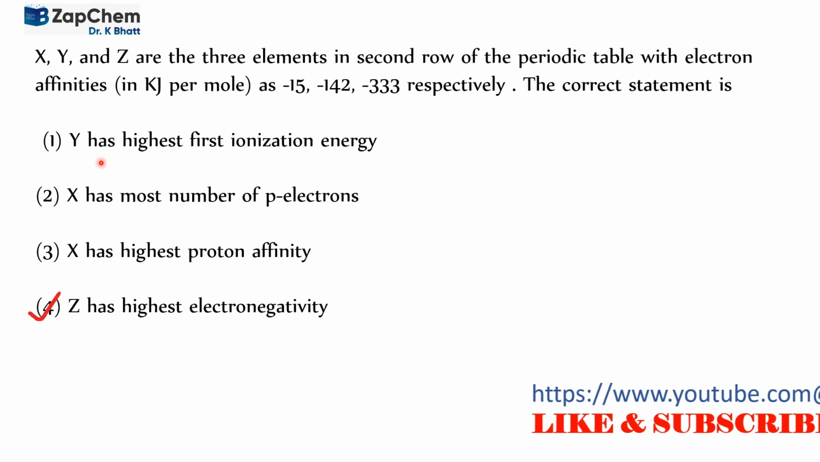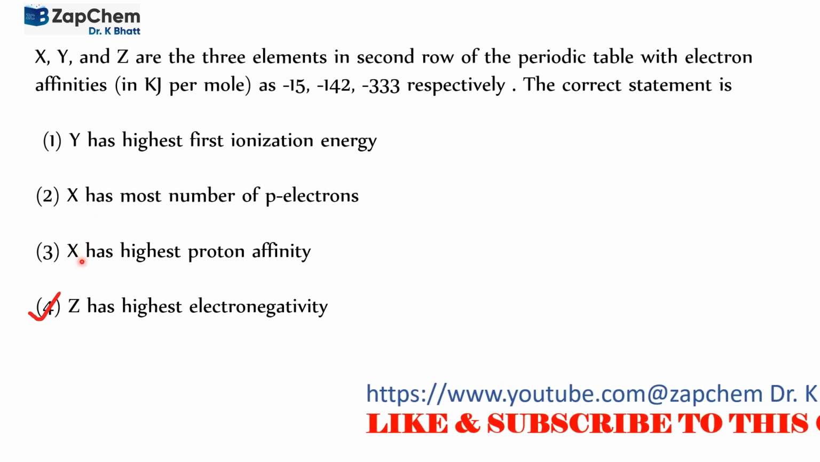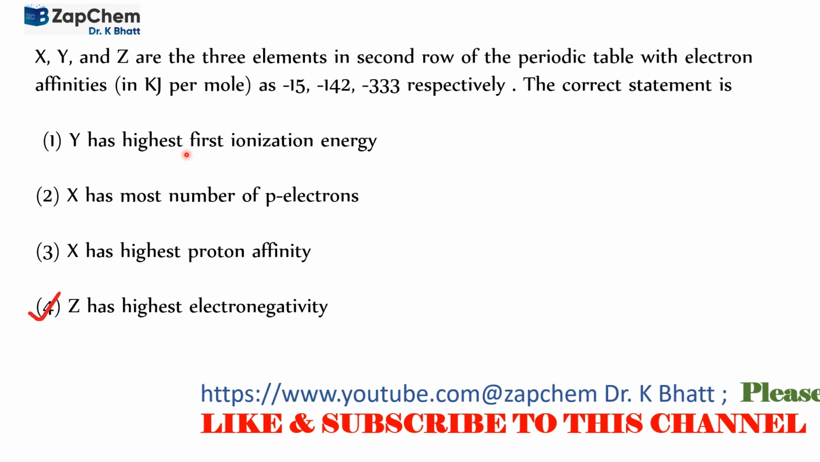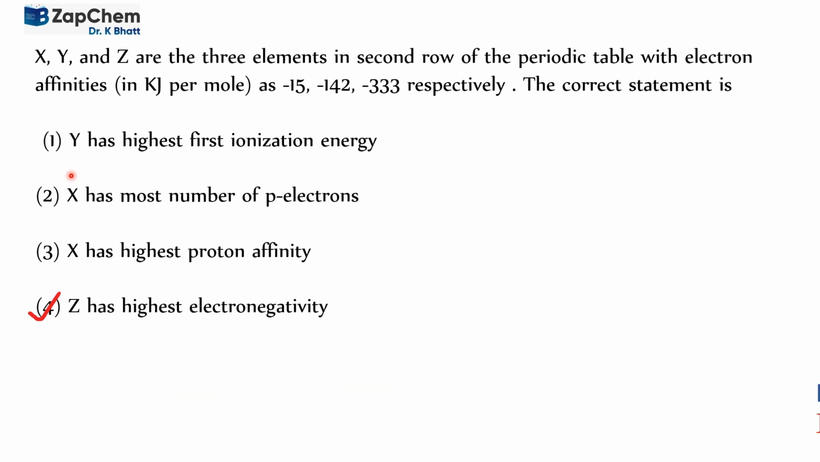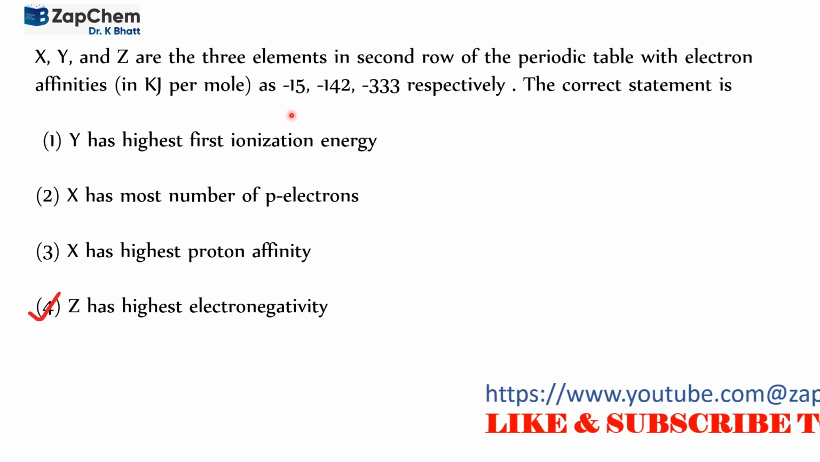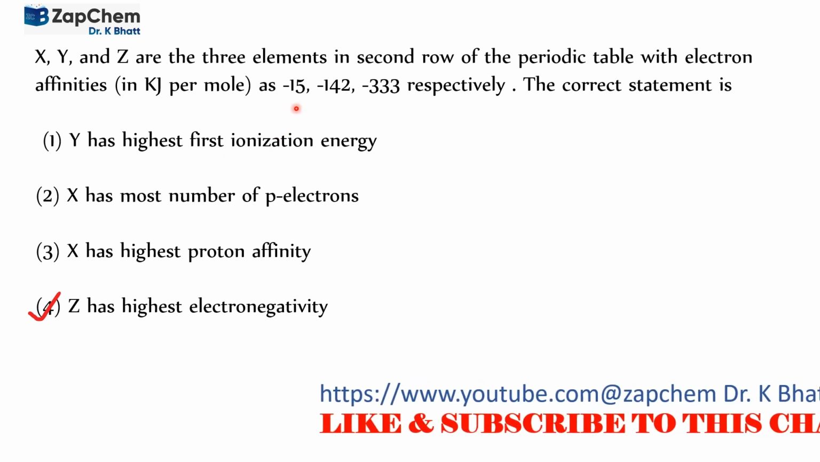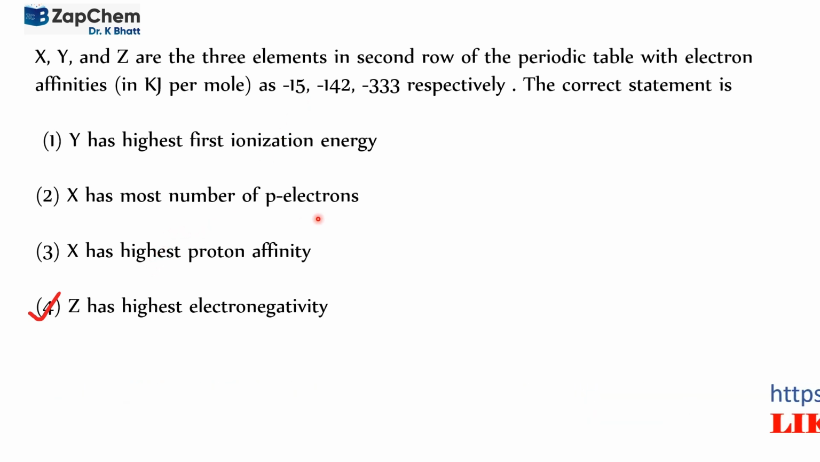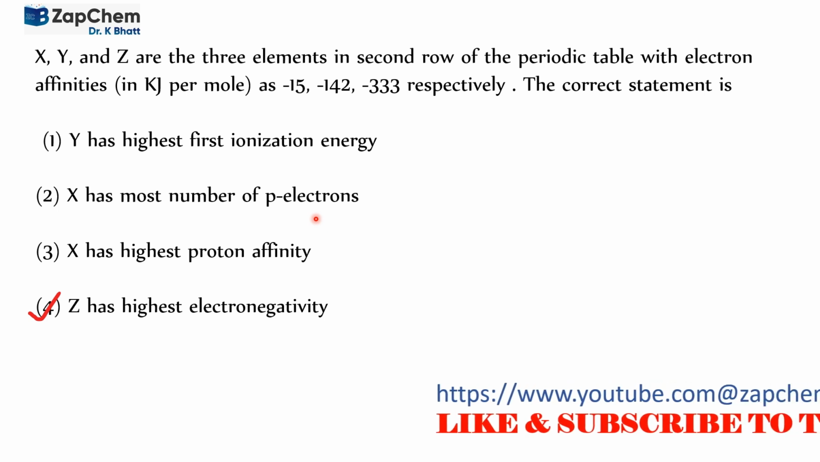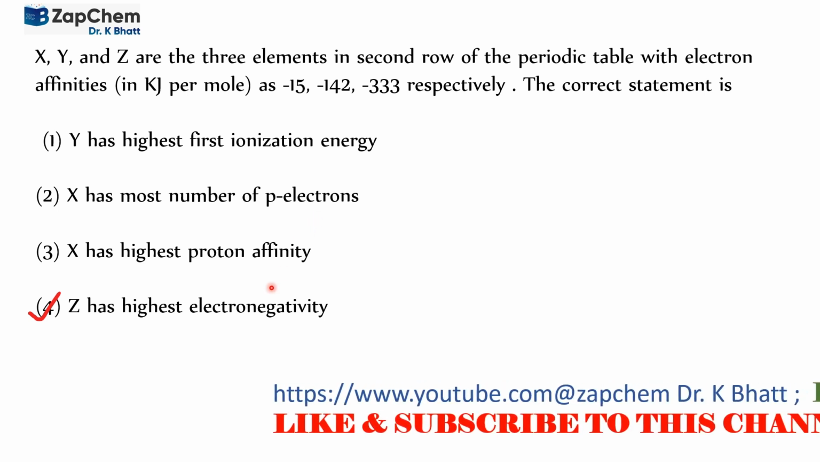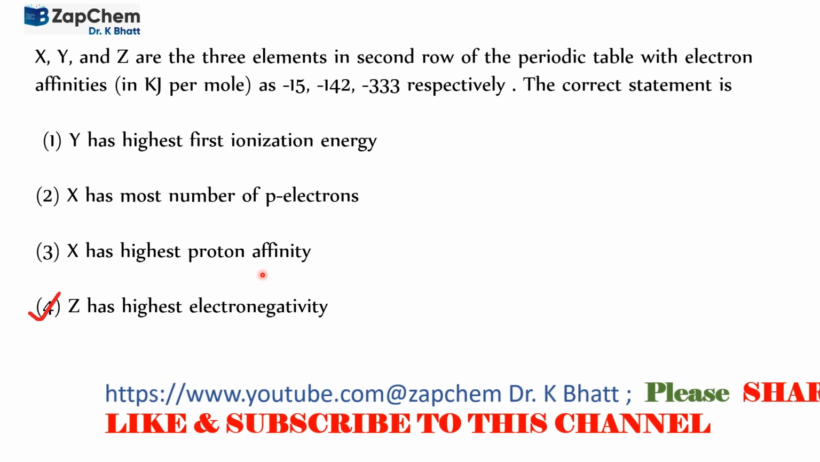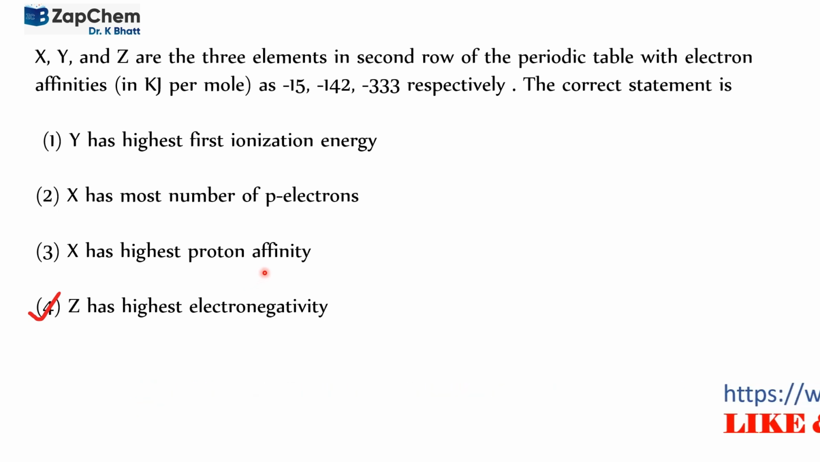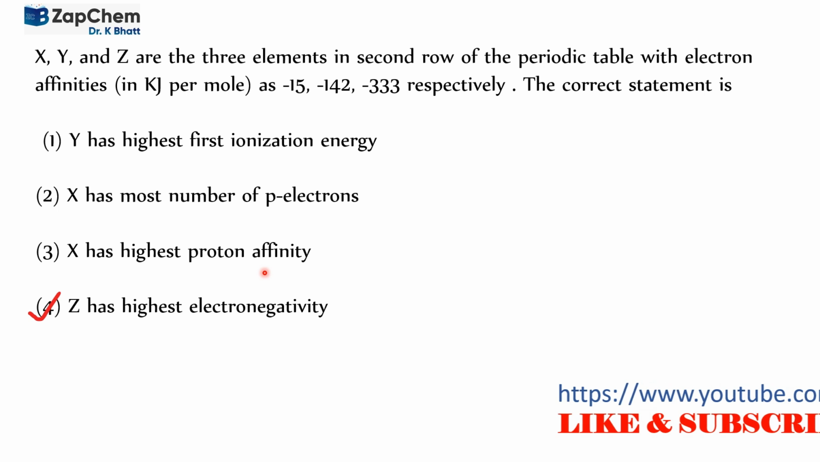And so far as options 1, 2, and 3 are concerned, they are not applicable over here because Y has the highest first ionization energy. We cannot make that out simply from the electronegativity or electron affinity. There is nothing like the most number of p electrons, that has no relevance here, and proton affinity does not exist. So in this way, option 4 is the correct answer.